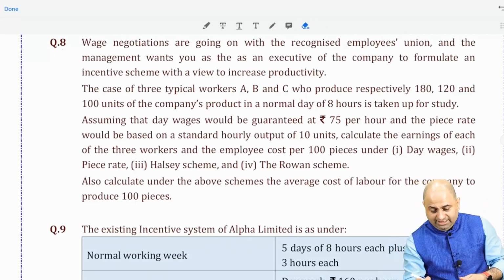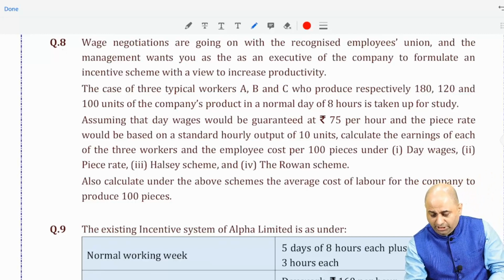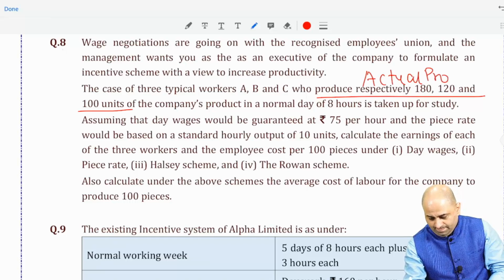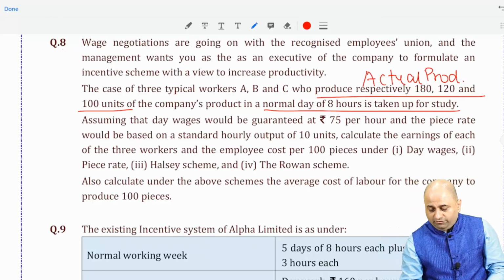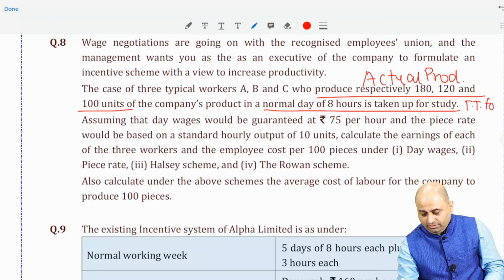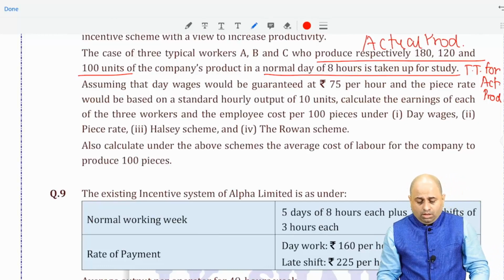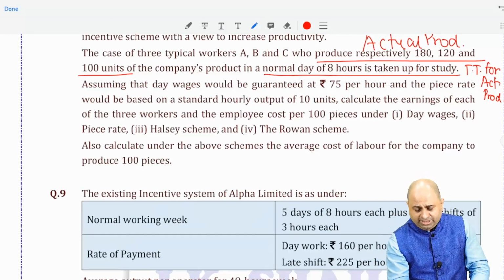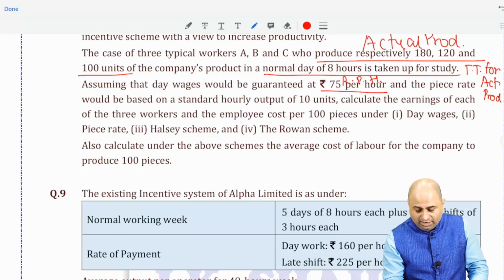So they have said that, I'll just leave the first para. It says ABC produced respectively these units. So this becomes actual production. And they produced in a normal day of 8 hours. This is time taken for actual production. Then they have said assuming day wages would be guaranteed at the rate of 75 per hour. This becomes your rate per hour.